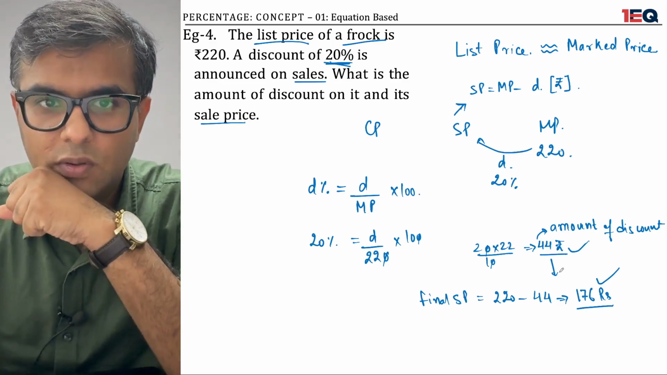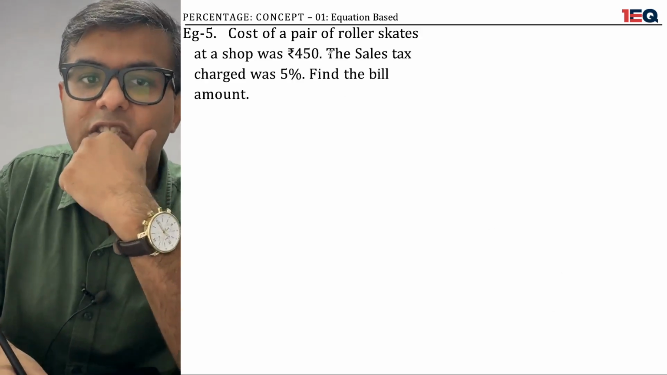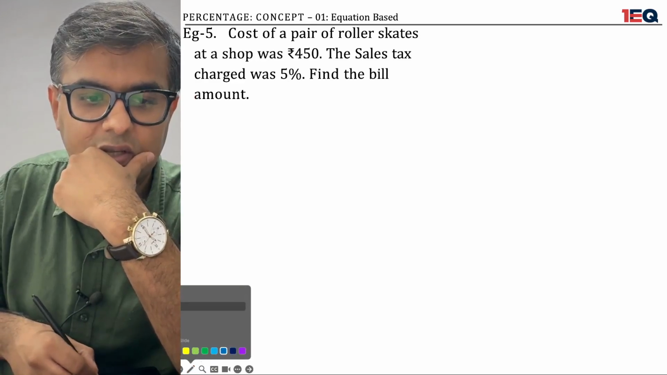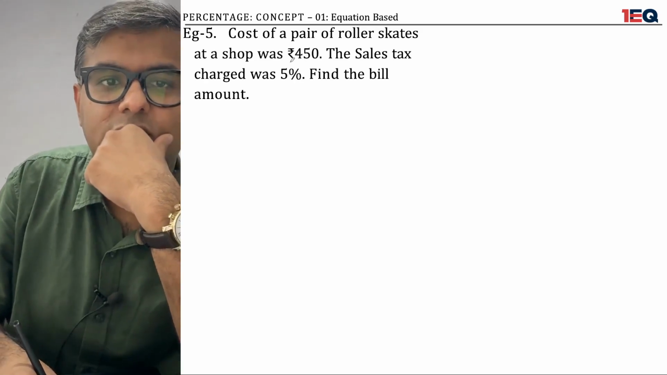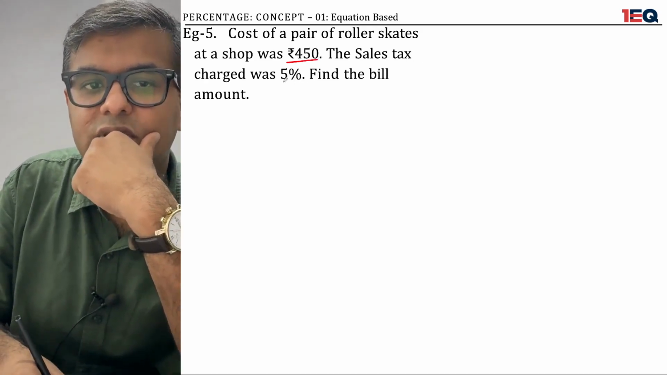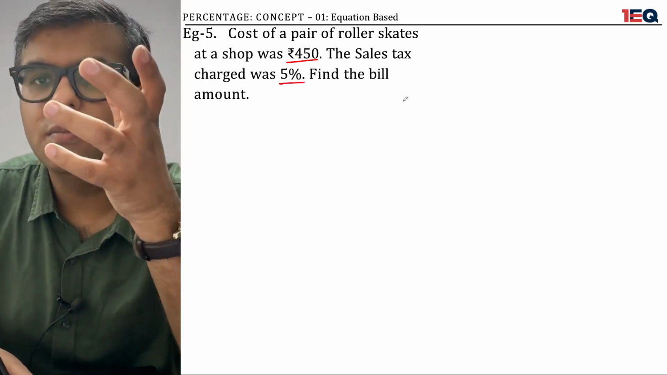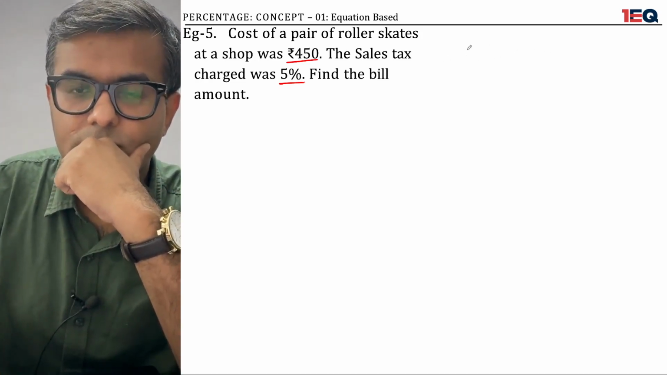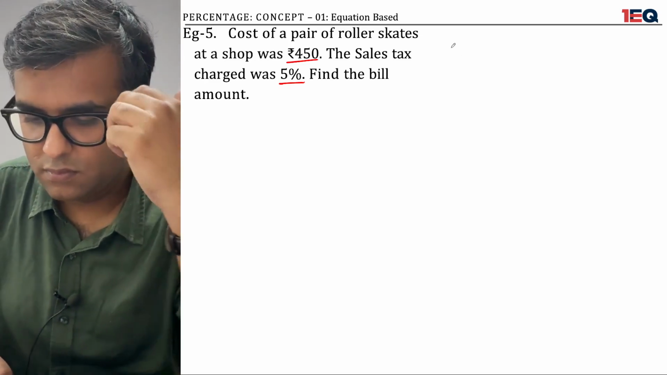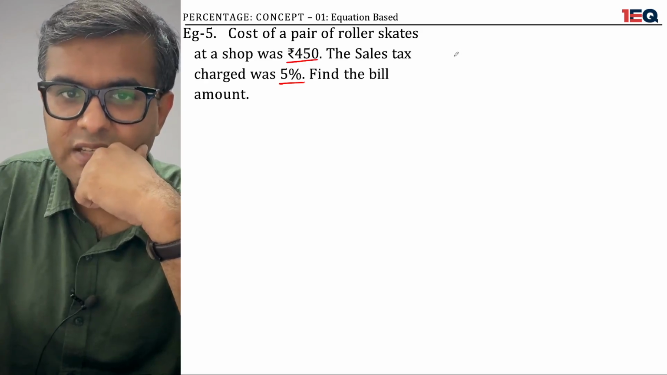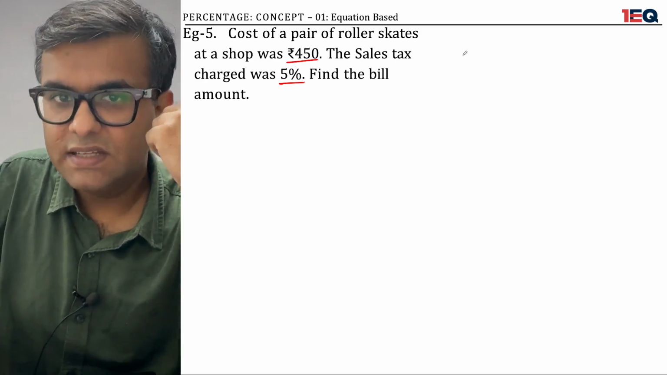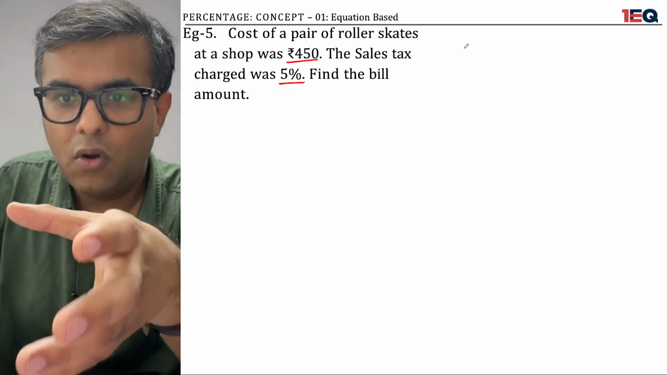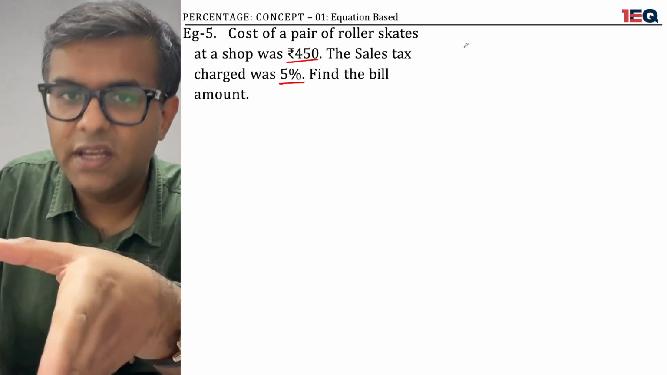Now moving on. The cost price of a pair of roller skates was 450 rupees. The sales tax was charged at 5%. Find the bill amount. Now I will help you understand a little bit of the concept of sales tax. Sales tax is the tax which you collect from the customer at the event of a sale.